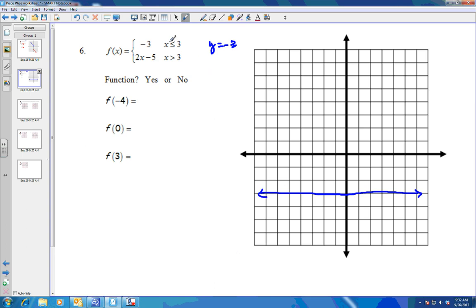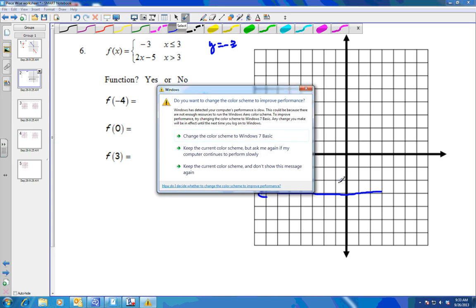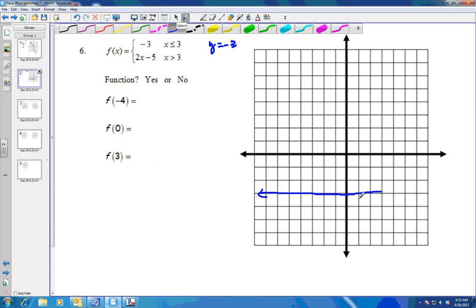Now, they only want where x is less than or equal to 3. So I'm going to start right here when x is 3, and I want to the left of it. So I need to get rid of this part right here. Okay, and it's going to be a closed circle because it's also equal to. So there's the first part of that line, x is less than or equal to 3.